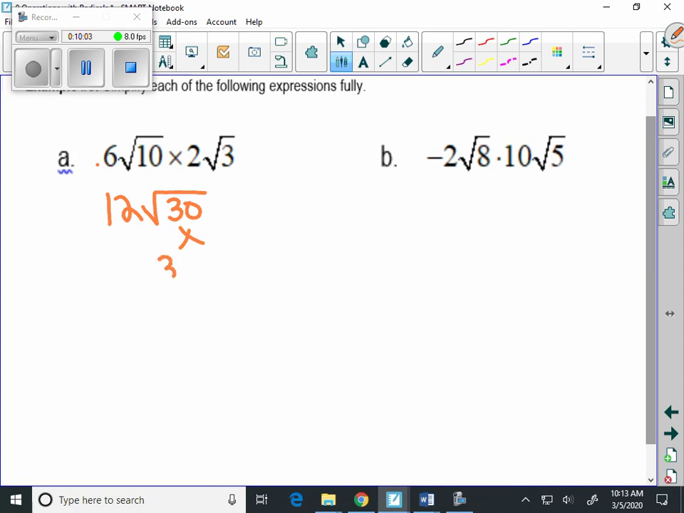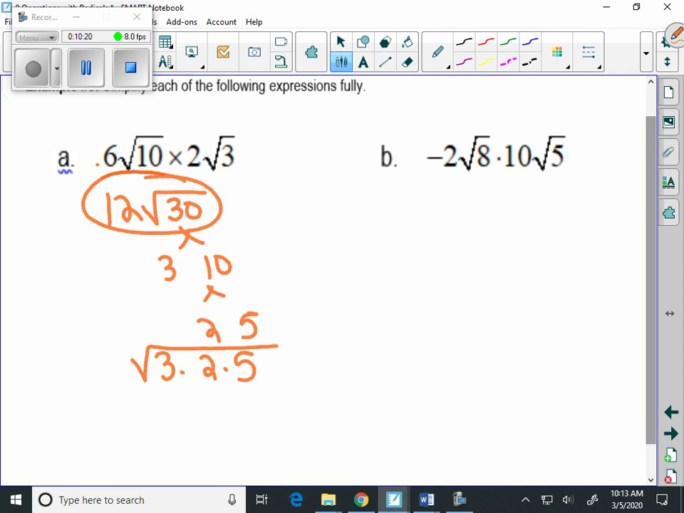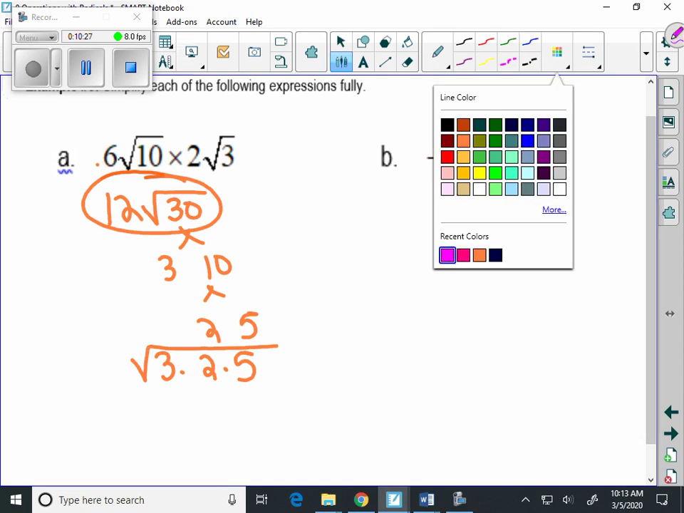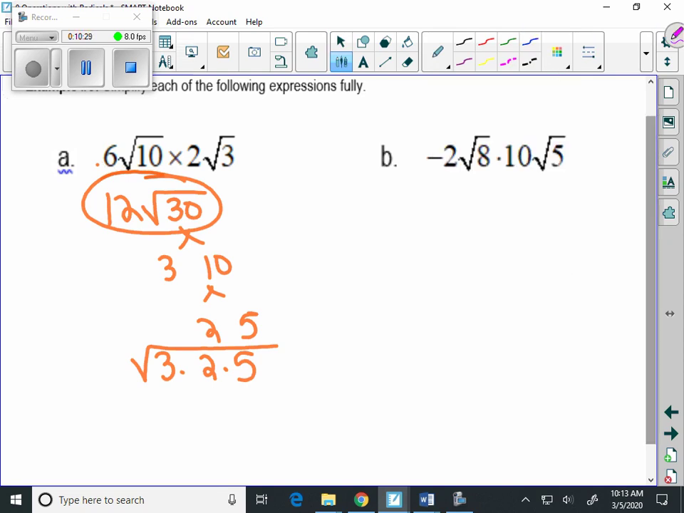But 30 is 3 times 10 and 2 times 5. So this is 3 times 2 times 5. We don't have two of the same value to take out 1. So again, 12 square root of 30 is all we can do on that one. But it's not always the case. If we look at letter B, again, we multiply the coefficients. Negative 2 times 10 is negative 20. And square root of 8 times square root of 5 is square root of 40.